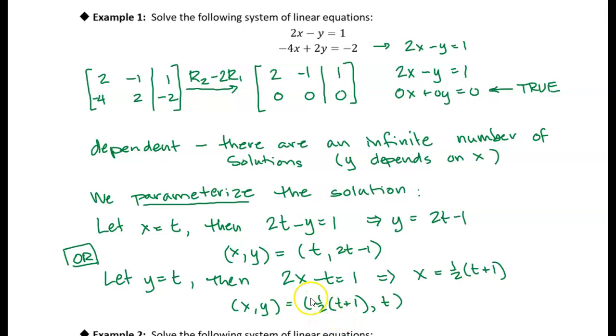All right, so that's how it works. This is the case where we have sort of an underdefined system. We have two lines that end up being really the same line, and so any point on that line is a solution to the system of equations.